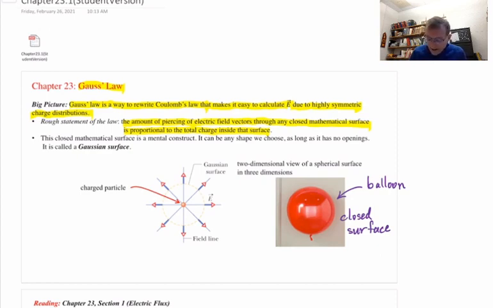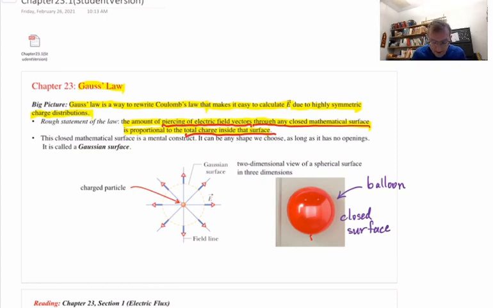So what Gauss's law is saying is that it's going to give us a way to quantify the amount of piercing of electric field vectors through the closed mathematical surface. And that measure we're going to talk about for the amount of piercing turns out to be, in essence, determined by the total charge that's inside that surface. So the amount of piercing of electric field vectors through a closed mathematical surface is giving us information about what's hidden inside, i.e. how much charge is inside.